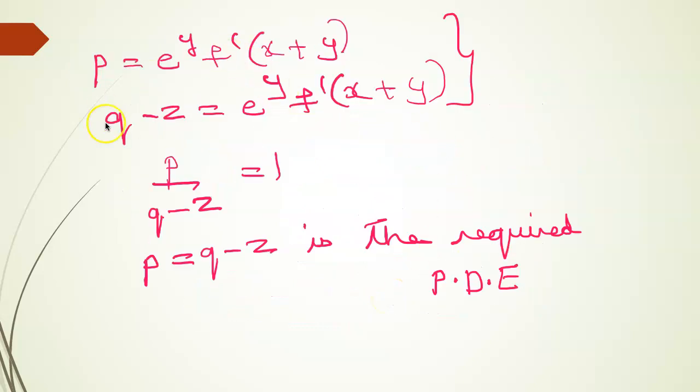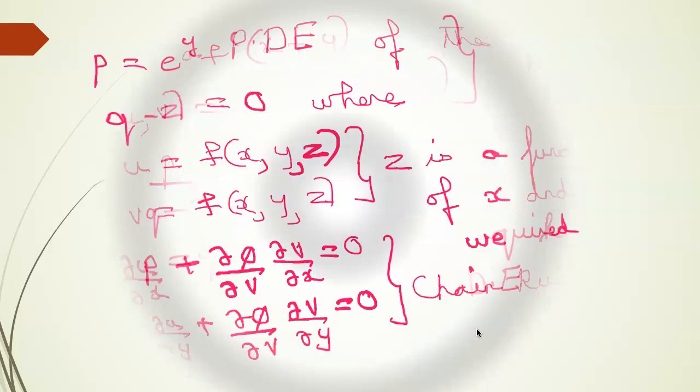So we have these two equations, p equal to e raised to y f dash x plus y and q minus z is e raised to y f dash x plus y. Dividing one by the other, we get p by q minus z is equal to 1. So p equal to q minus z is the required partial differential equation.